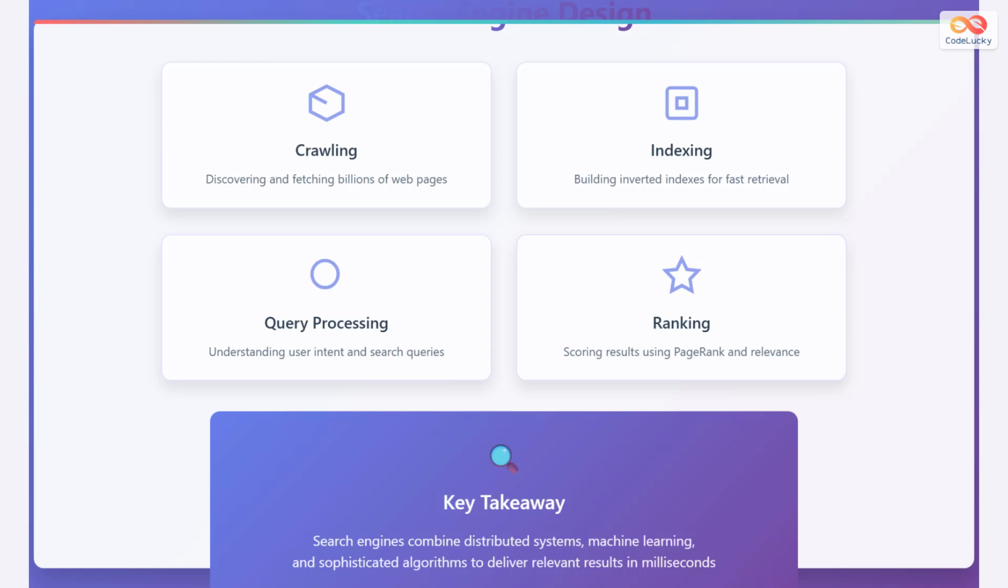In summary, designing a search engine involves several key components. Crawling is about discovering and fetching billions of web pages. Indexing focuses on building inverted indexes for fast retrieval. Query processing involves understanding user intent and search queries. And ranking is about scoring results using PageRank and relevance. As a key takeaway, search engines combine distributed systems, machine learning, and sophisticated algorithms to deliver relevant results in milliseconds.